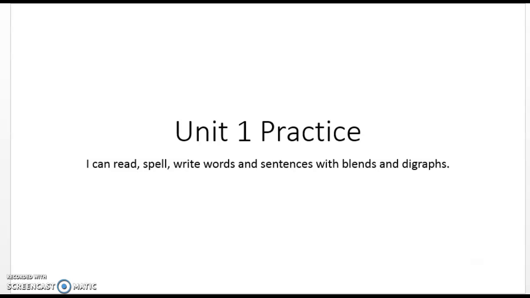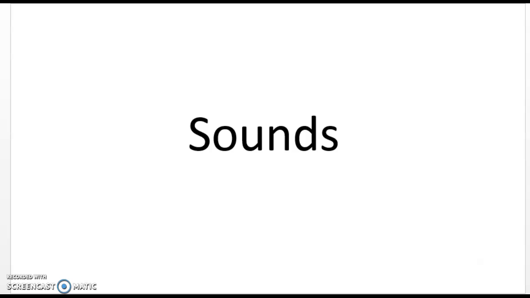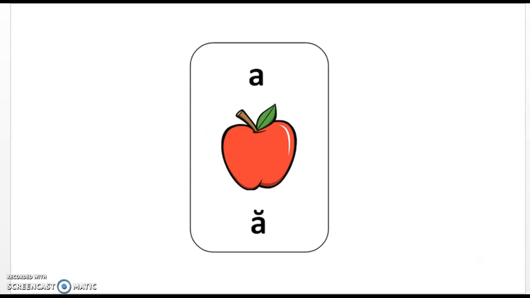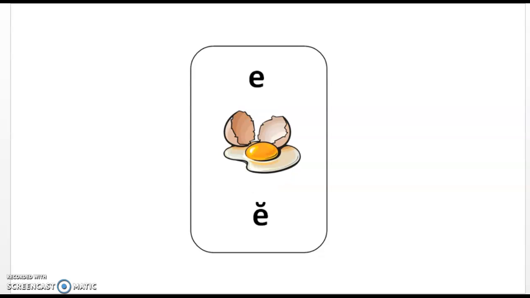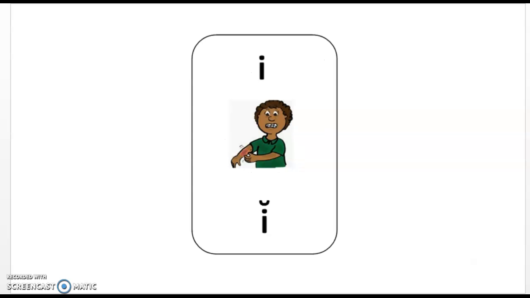Unit 1 practice. I can read, spell, write words and sentences with blends and digraphs. Sounds. My turn, then your turn. A, apple, a. E, egg, e. I, itch, i.